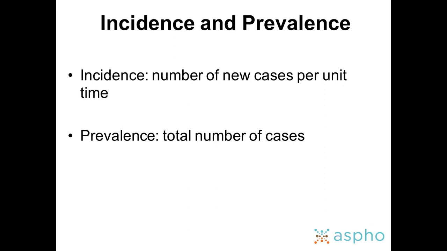So incidence and prevalence. Incidence incorporates some unit of time, so it's the number of new cases per unit time. Prevalence is just the total number of cases.